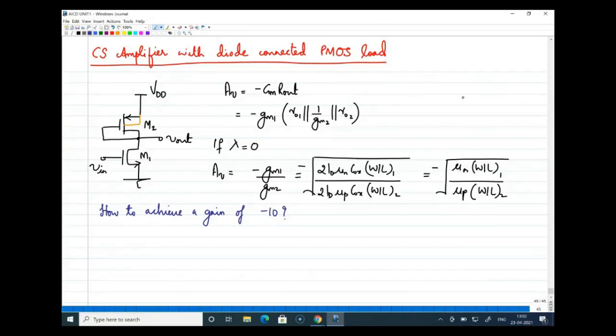Let's say generally we can say that mu n is approximately twice mu p. The mobility of electrons is considered twice the mobility of holes. So if mu n is approximately equal to twice mu p, to achieve a gain of minus 10, what should be the relationship between W by L of 1 and W by L of 2? Can I get some answers in the chat box?